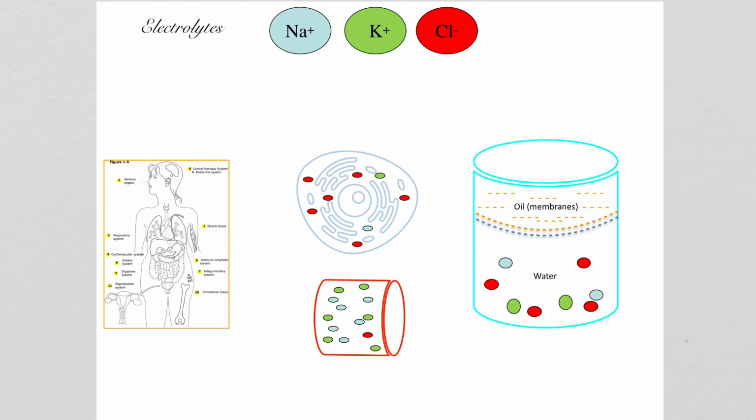So all of these electrolytes, you can see, are charged, either positively charged, what we call cations, or negatively charged, what we call anions. And because they are charged, water molecules will surround them very well. They dissolve very well in water, and therefore these electrolytes are found in the water part of cells as well as the water part of your bloodstream.